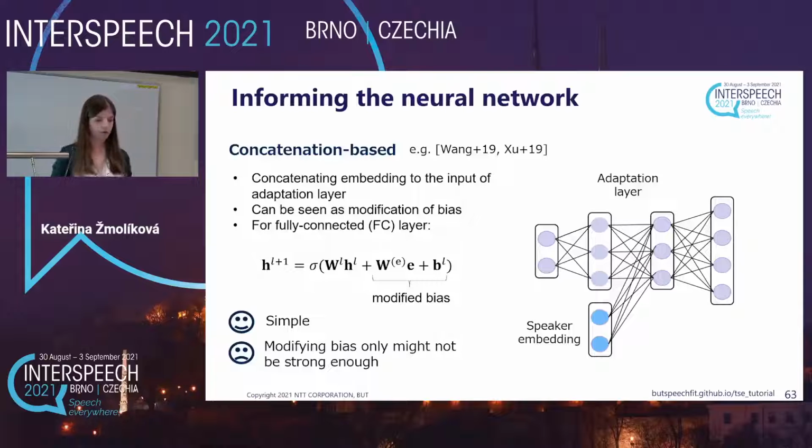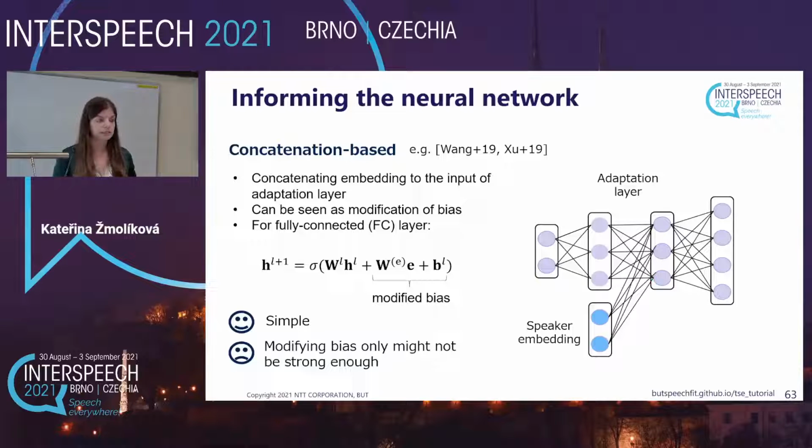The first method for informing the neural network is concatenation. This is maybe the simplest of all the methods. Here we concatenate the embedding on the input of the adaptation layer. This can also be seen as a modification of the bias of the layer, because the embedding times the part of the weight matrix associated with the embedding is added to the normal output of the layer. So this basically just adds a bias to the layer.